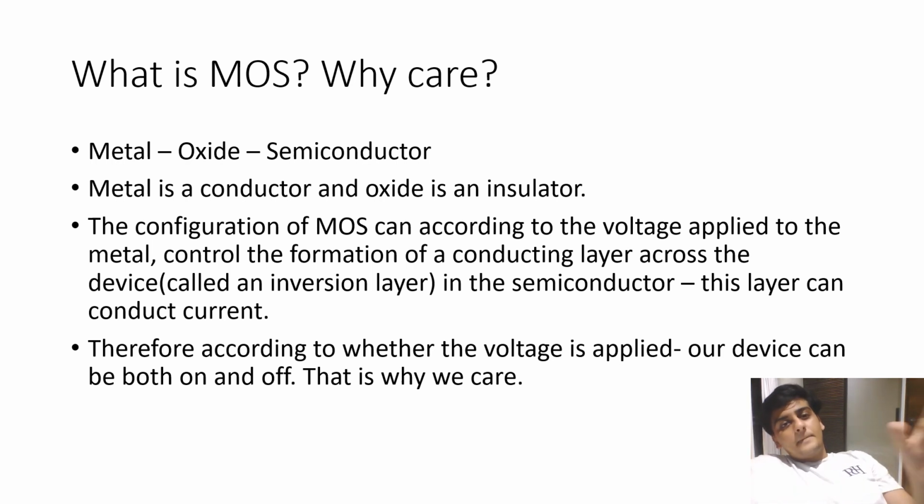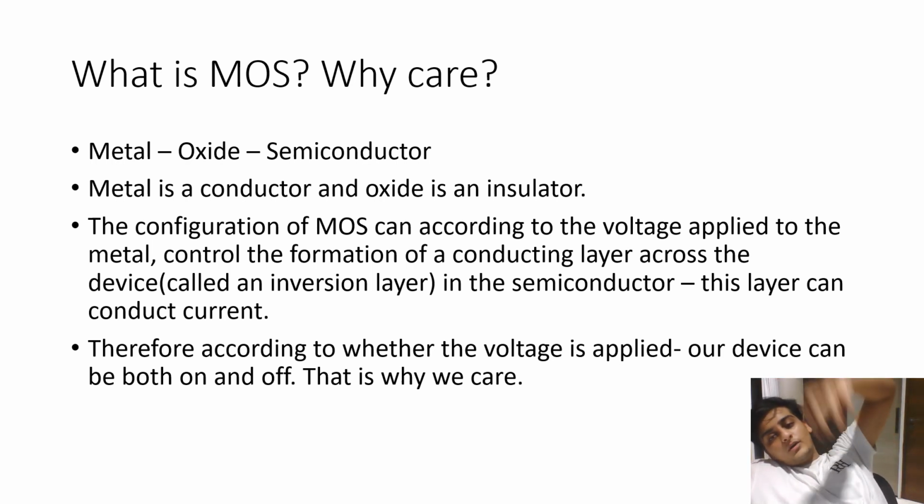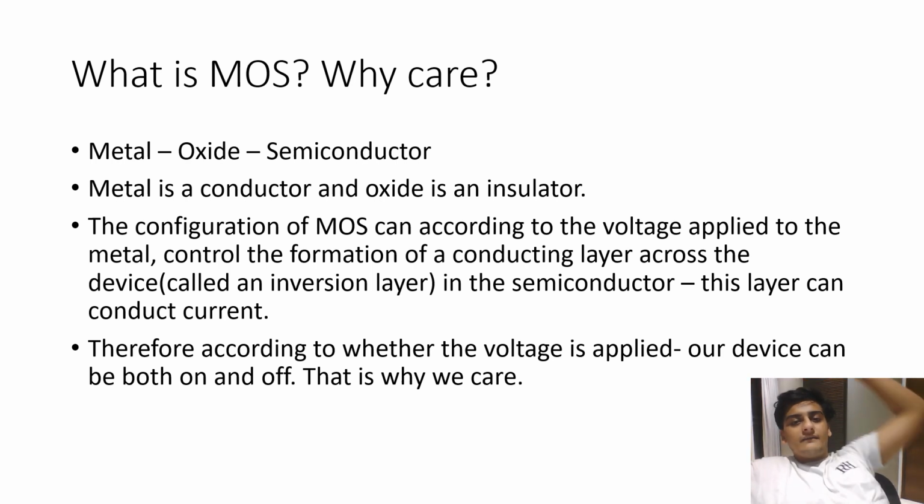So basically, there is a layer in the device which is capable of conducting current, which can be created or destroyed based on the voltage you apply to the metal. And this is why it's of prime interest to us, because we can use the voltage applied to the metal to turn this device on or off. Because if there is a conducting layer and we apply a voltage across the device, it's on. If there is not a conducting layer and we apply a voltage across it, it's off.